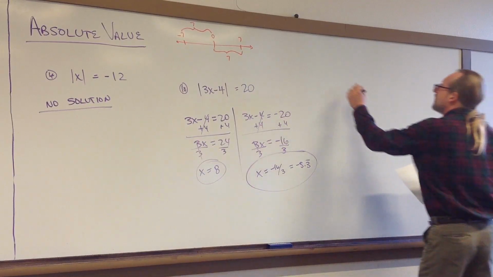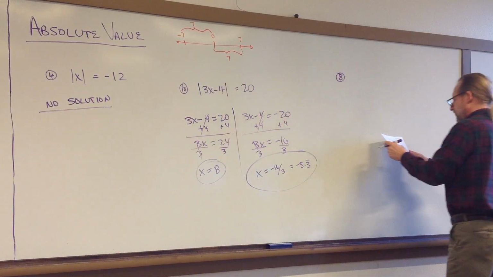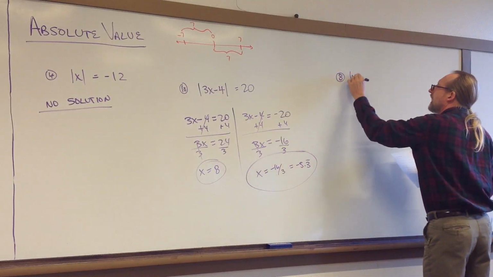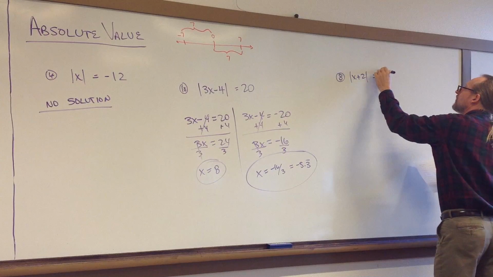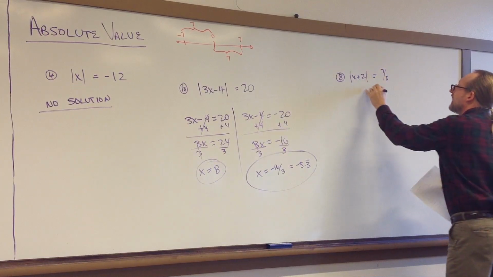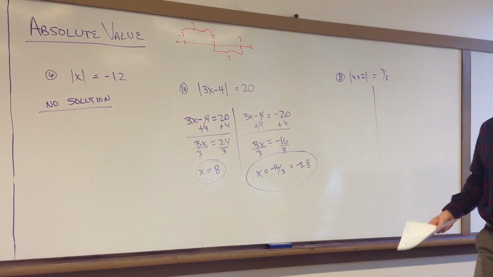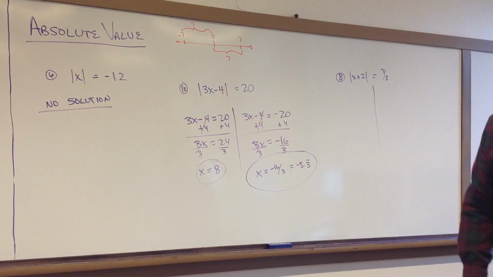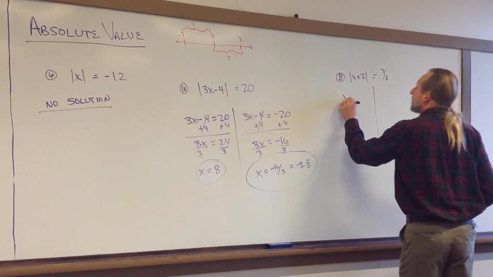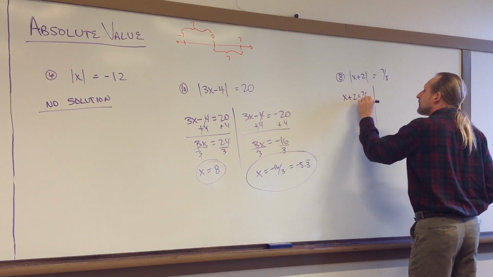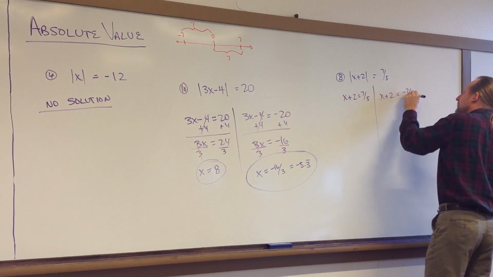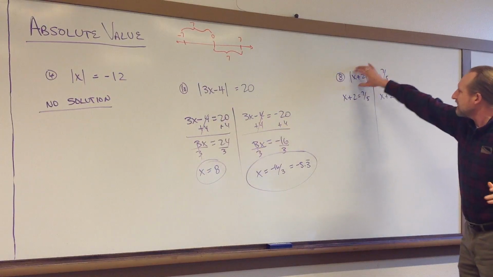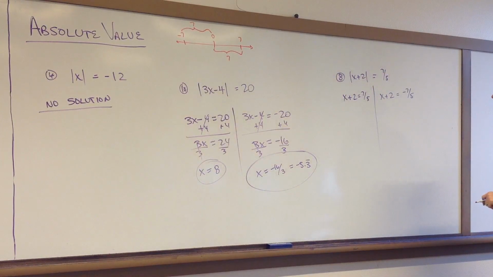Okay, problem 8. This is the one with the fraction here. Absolute value x plus 2 equals 7 over 5. So again, the absolute value is by itself. All we have to do is split it in two pieces. So we could say x plus 2 equals 7/5, or x plus 2 could be negative 7/5, because then when we take its absolute value, we'll get that 7/5 back.